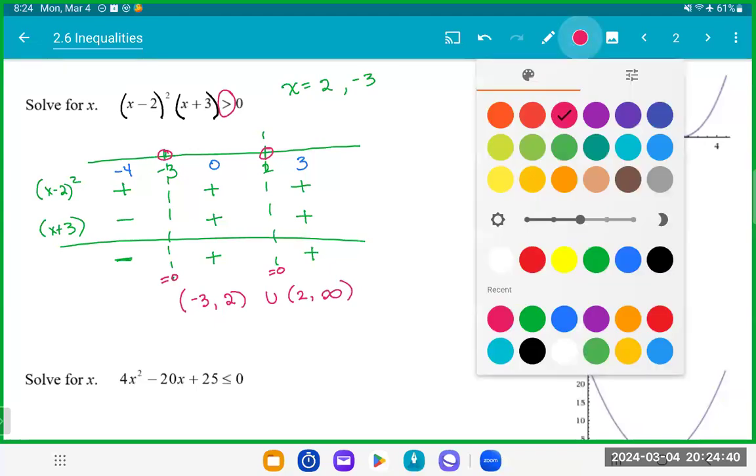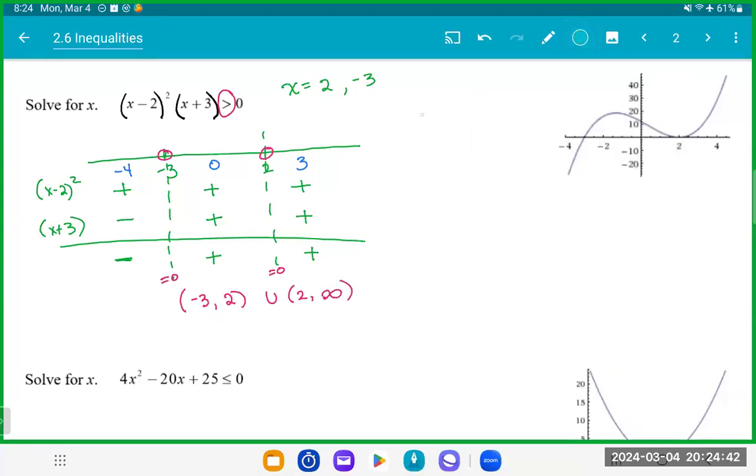Now, I will write over here, if it had been greater than or equal to, then we would have had negative 3 all the way to infinity. Okay? But it didn't have equality, so we don't have that. Okay? Question.